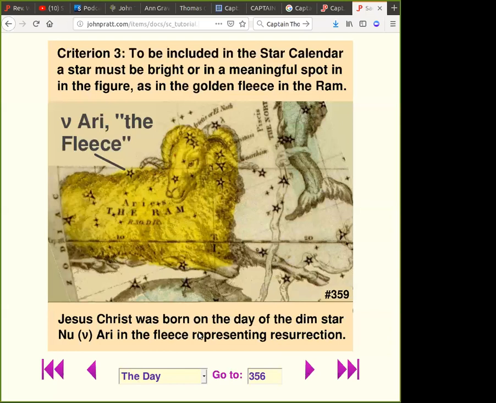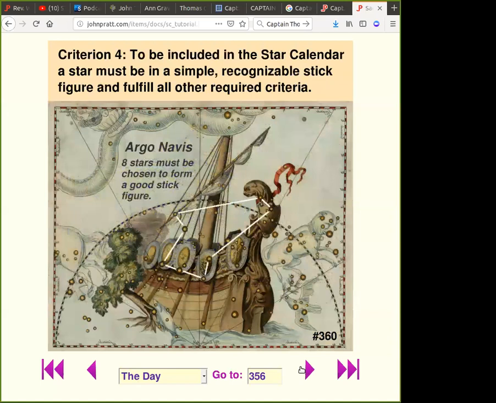And all the bright stars will end up being first major holy day stars. Next slide, 360, is criterion 4. To be included in the star calendar, a star must be in a simple, recognizable stick figure, as well as fulfilling the other criteria. Now, this was a huge breakthrough.